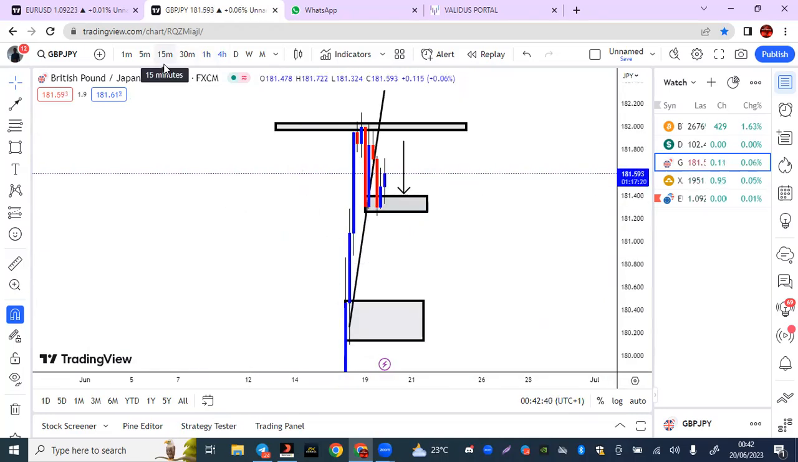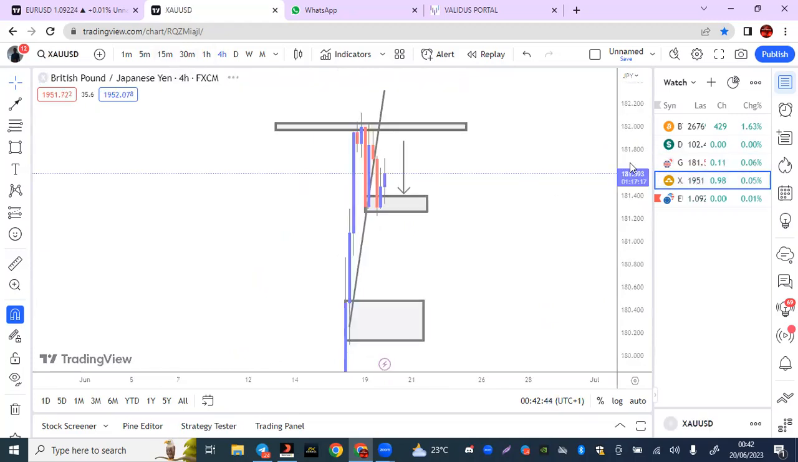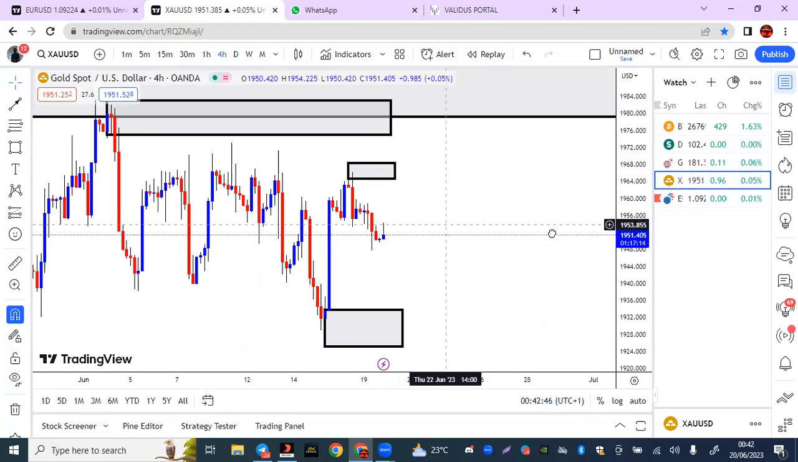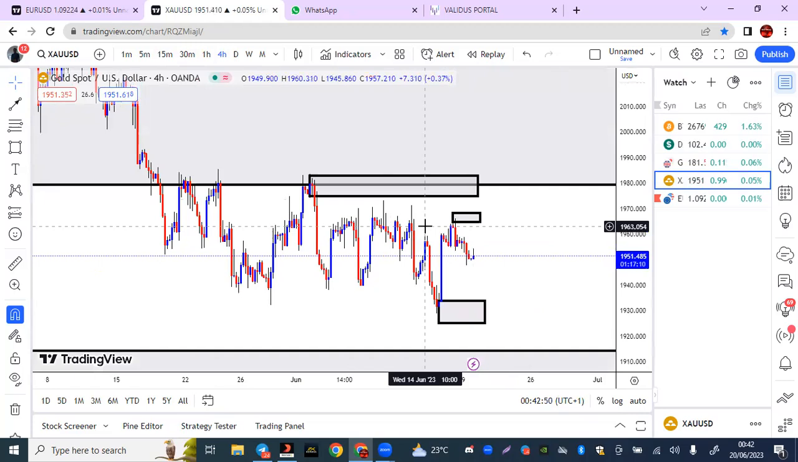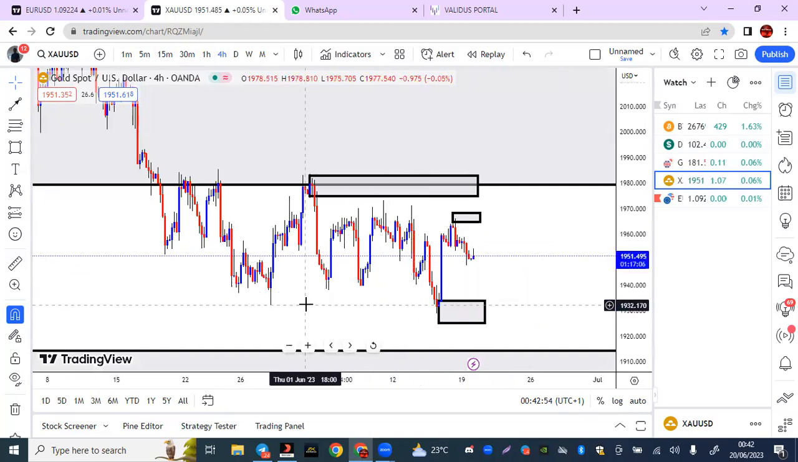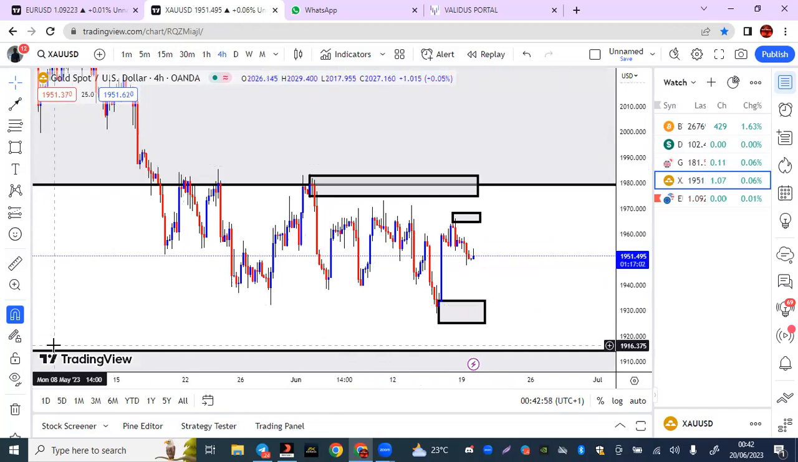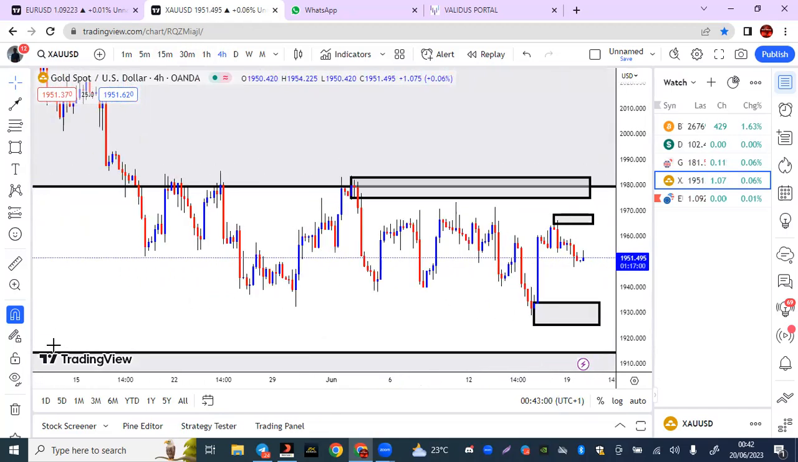So let me look for another example where price actually fulfilled that. Let's look at gold. Do we have anything on gold? Okay, look at this.